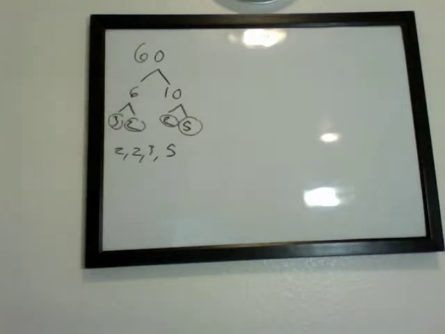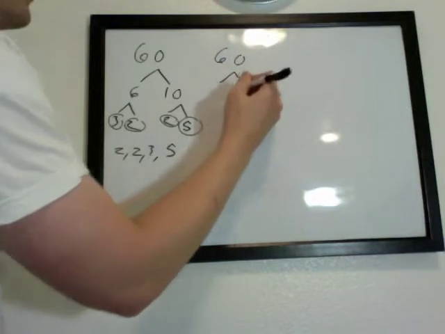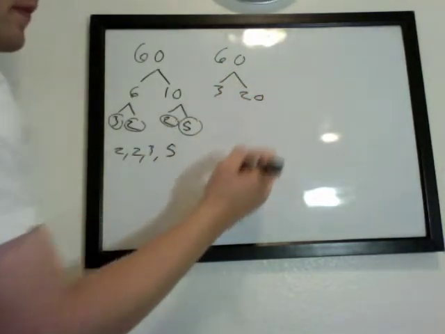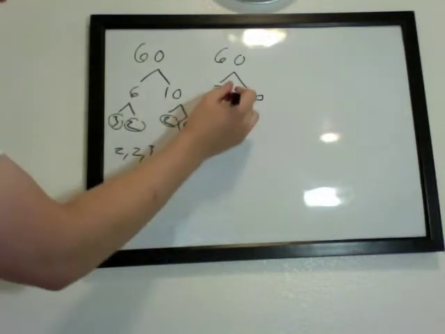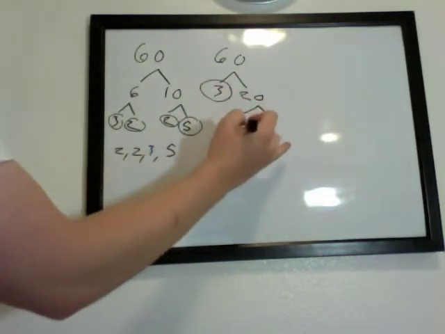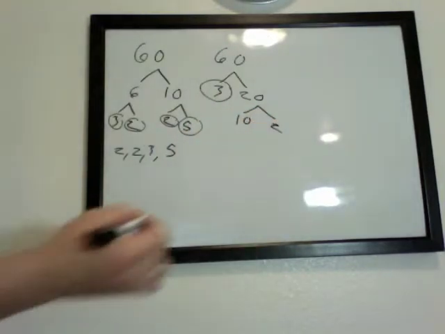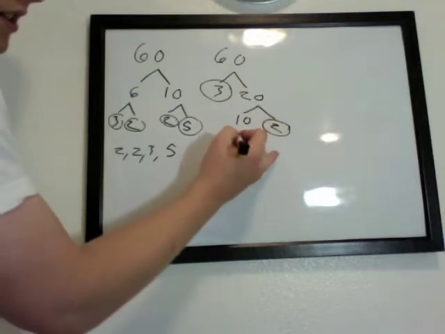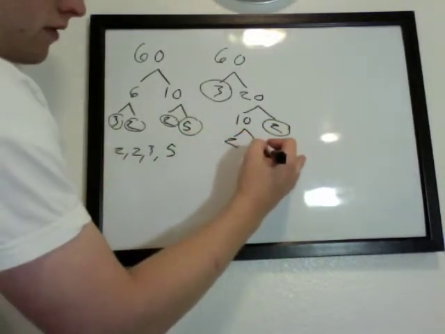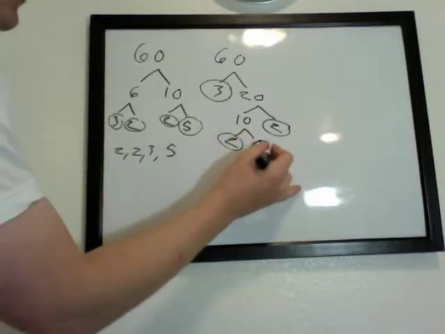But you can do 60 another way. 60, you can break this up into 3 and 20. We know 3 is a prime, so that's good. We're looking for those. 20 you can break up into 10 and 2. 2 is good because it's a prime, but 10 is not. 10 you can break up a little further, 2 and 5. So here's your prime numbers.